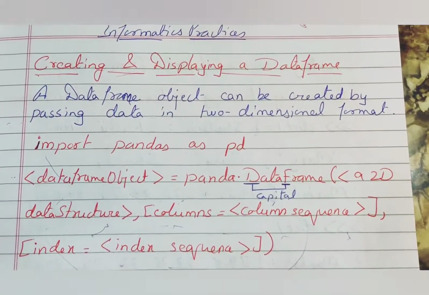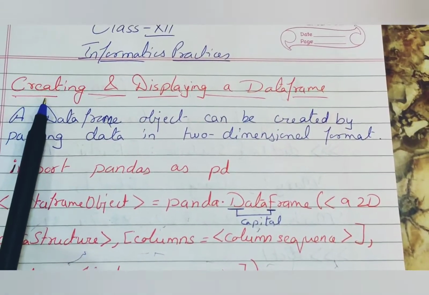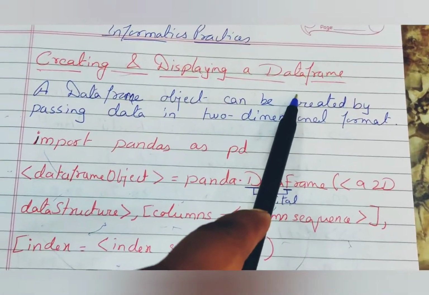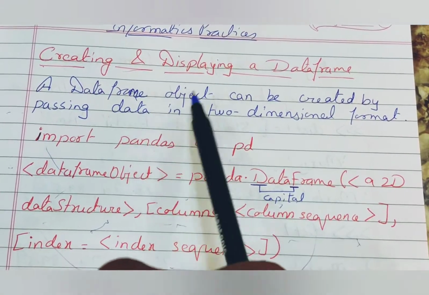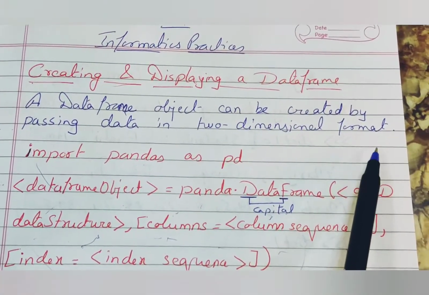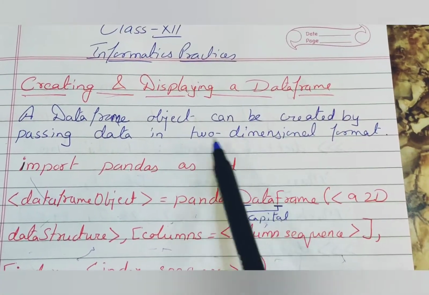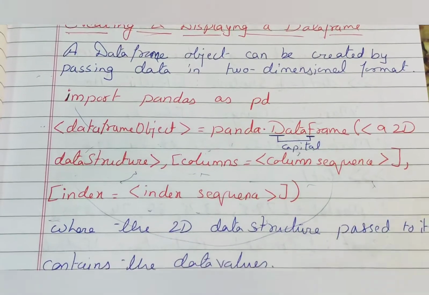Yes, good morning, children. So, our next topic is how to create and display a data frame. Okay, what is a data frame? A data frame object can be created by passing data in two-dimensional format. Already I have told you, two-dimensional means you are having the rows and the columns. Okay.